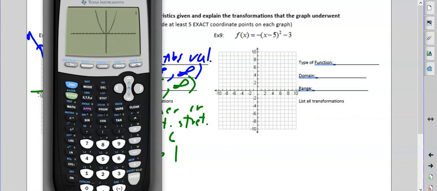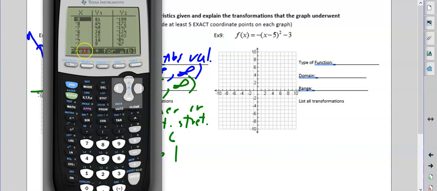And here's our parent function. And here's our new one. It's right, down, and flipped. Okay, so where is it topping out? It looks like 5 or 6 maybe.